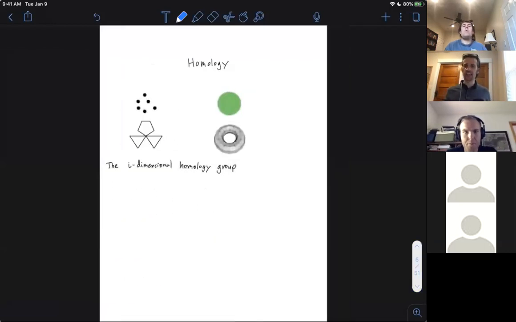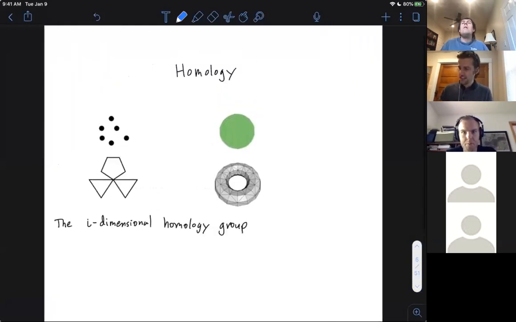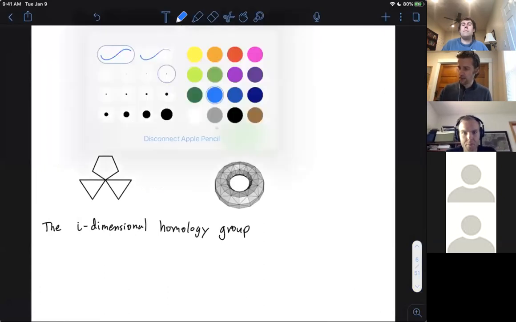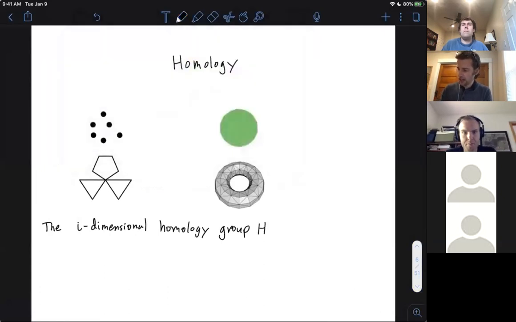All right, so let me give a little bit of background on homology and persistent homology. So the i-dimensional homology group, H_i, and this is all roughly speaking.